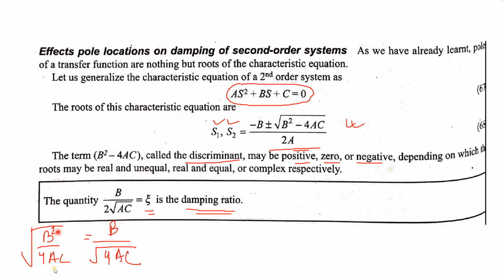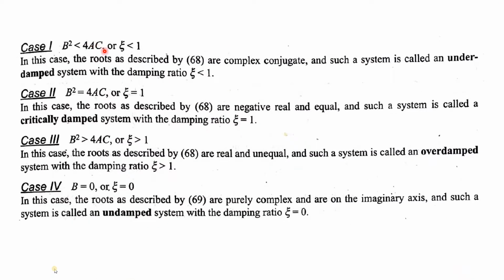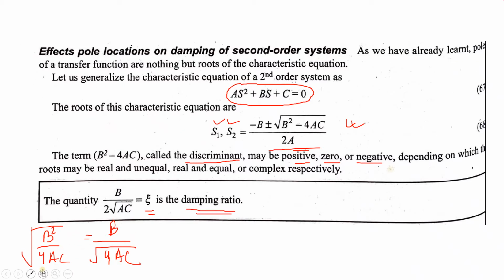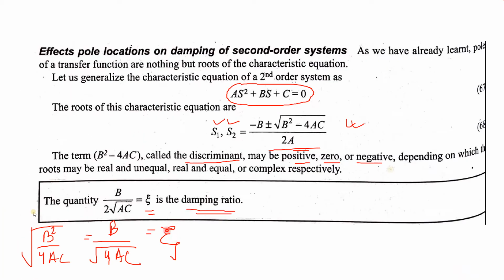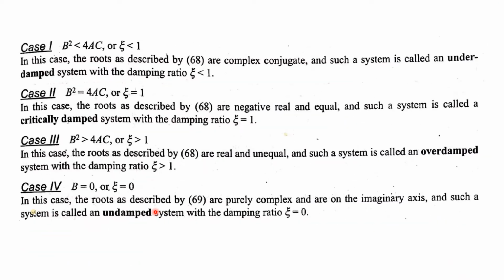So if this denominator is more, it will be less than 1. If this is equal to this, it will be equal to 1. And if the numerator is more, it will be greater than 1, because if b square is more than 4ac, it will be greater than 1.